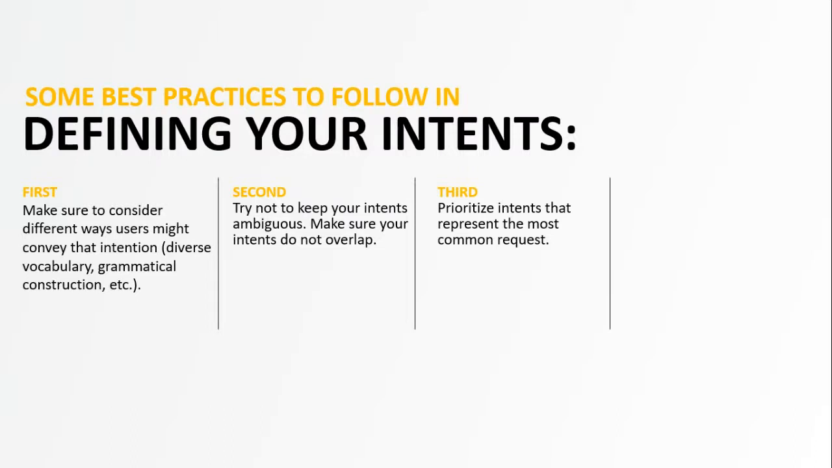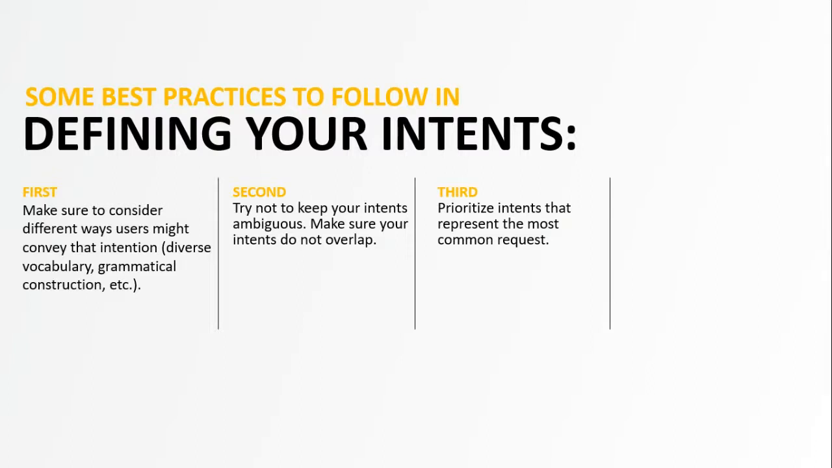Example, we have two user utterances: book a flight, book a hotel. As you will notice, both use the same wording, book a. The format is the same, so it should be the same intent with different entities, one entity being flight and the other hotel. By the way, think of entities as nouns, and we'll discuss it further later. Third is to prioritize intents that represent the most common requests.